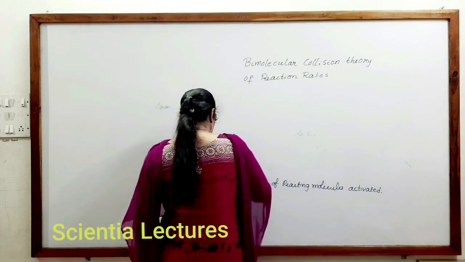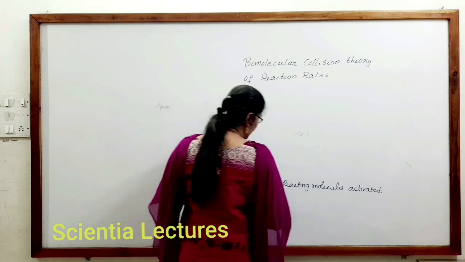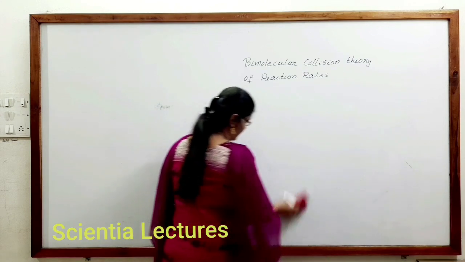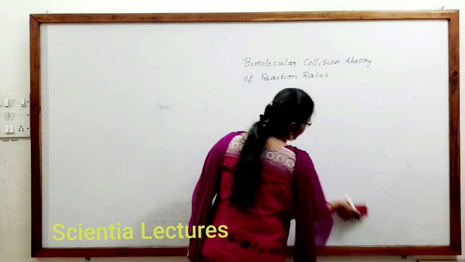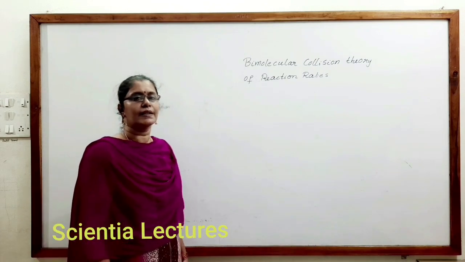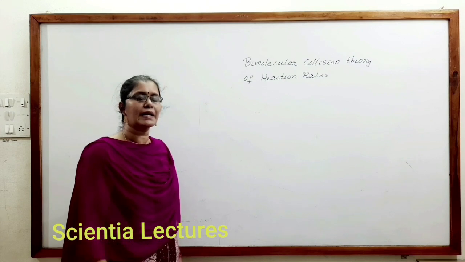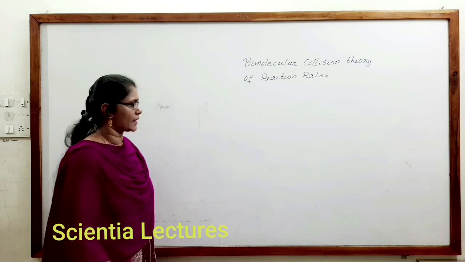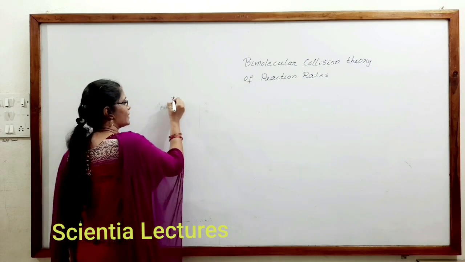Now let us see how to calculate Z, which is considered the collision frequency, that is, the number of collisions made by reacting molecules per cc per second. Now let us see how to calculate this.